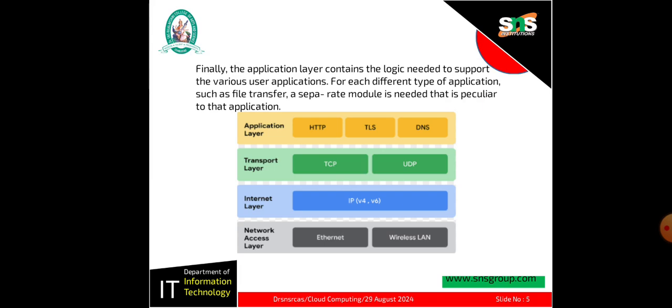The transport layer transmits the data from one place to another, and we can use TCP or UDP. Next is the internet layer, which uses two types of addressing, IPv4 and IPv6. IPv4 uses 4 bytes, and if more than that is needed, IPv6 is used. Next is the network access layer, where we can use Ethernet or wireless LAN.